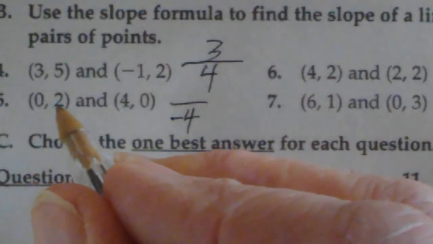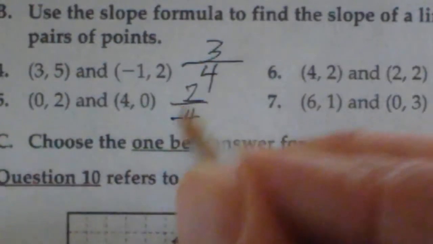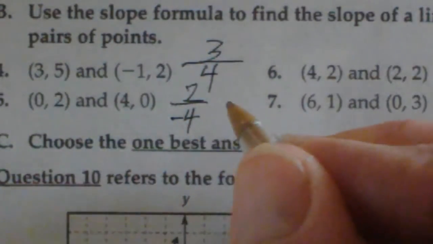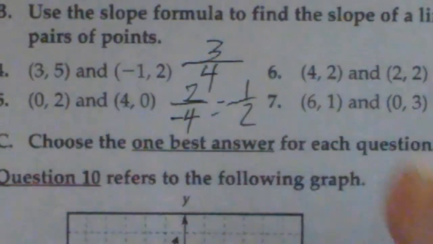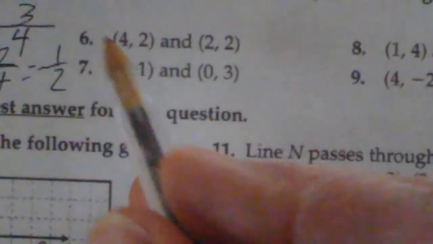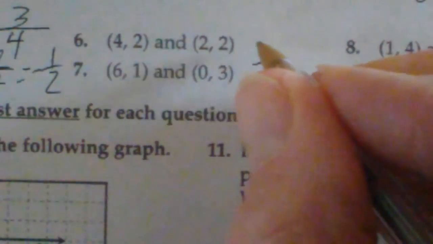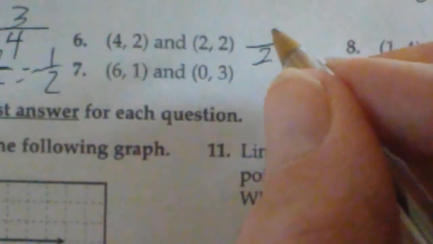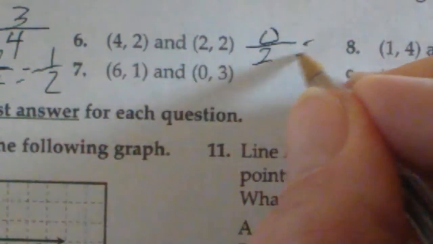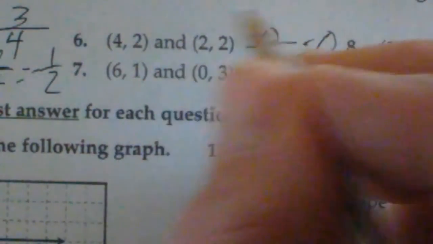2, because I started with this one, 2 minus 0 is 2. Negative 2 over negative 4 is equal to negative 1/2. 4 minus 2, 2. Make sure you put it on the bottom. It's very easy to start on the top first. The y, 2 minus 2 is 0. That's a slope of 0. And you can see the y didn't change, so it's a horizontal line.